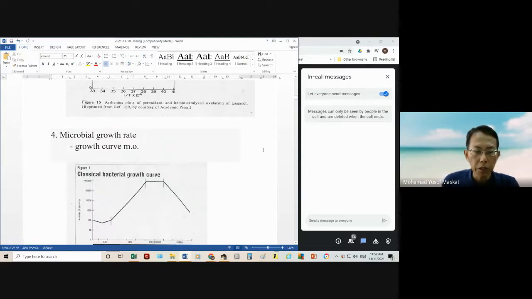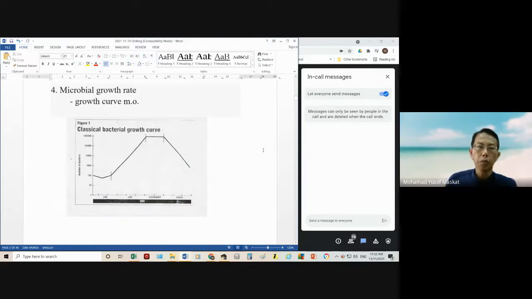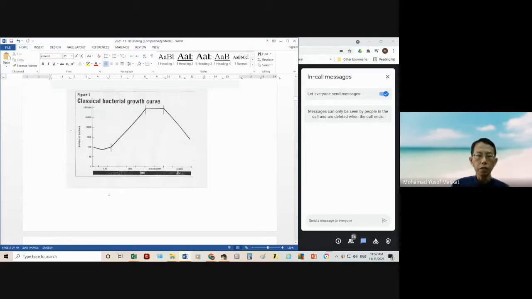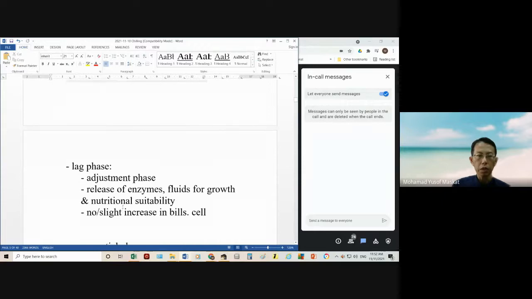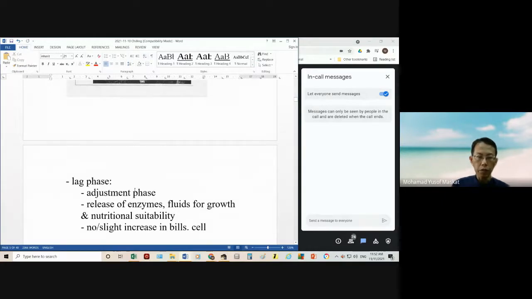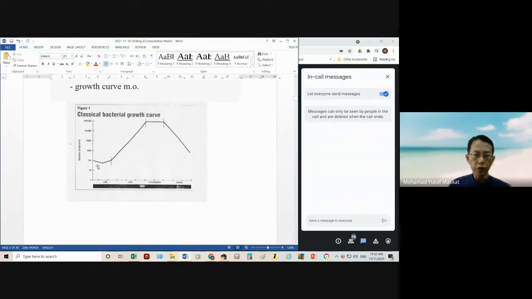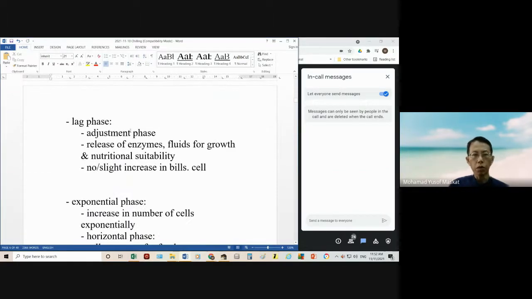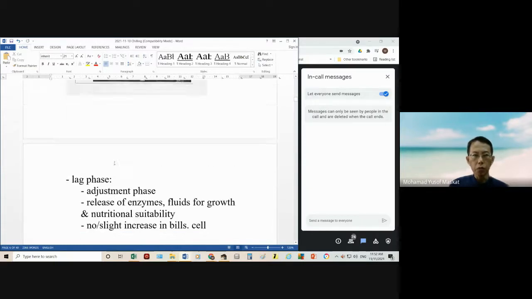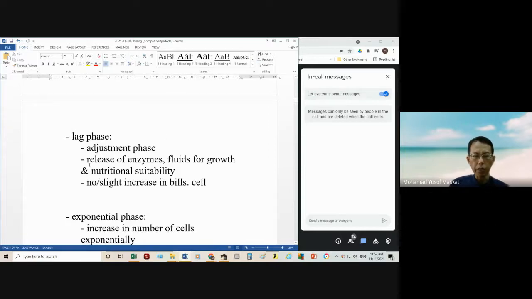What is the effect of low temperature on microbial growth? This is what is called a classical bacterial growth curve. This is the lag phase, an adjustment phase where they release a lot of enzymes, fluids and nutrients to grow. During this phase, they are acclimatizing themselves to the new surroundings, so there is basically very little growth. They secrete all of these enzymes and fluids to make it more comfortable for the bacteria to start growing.